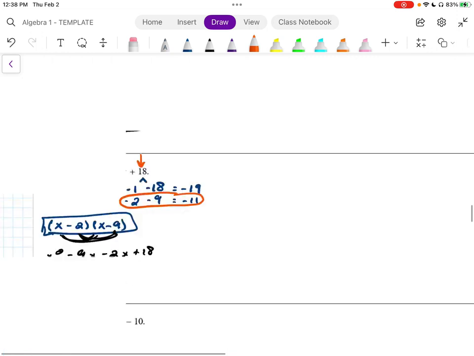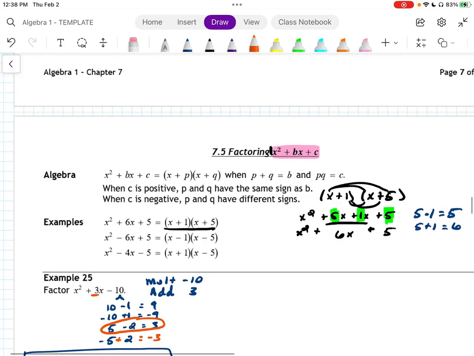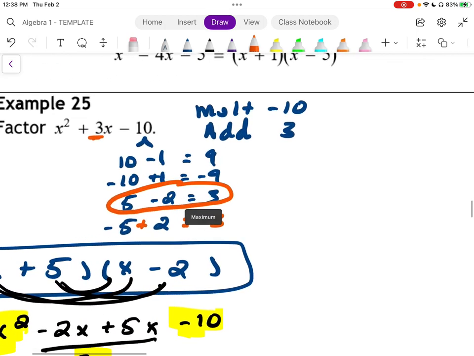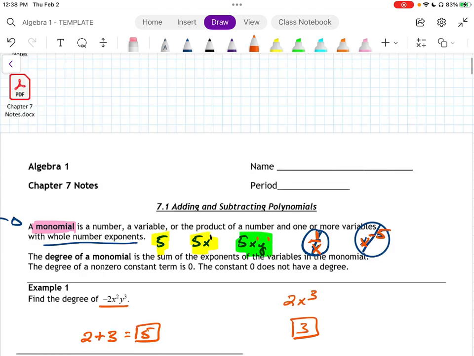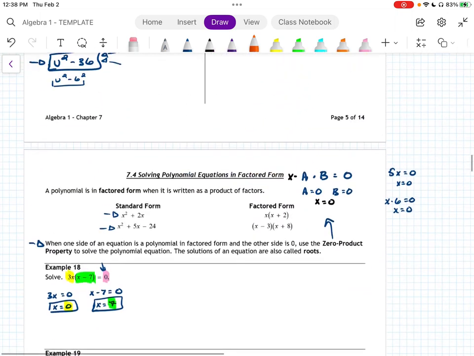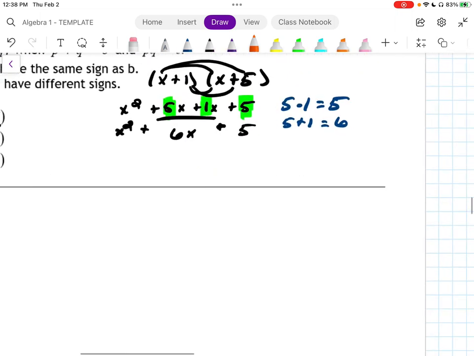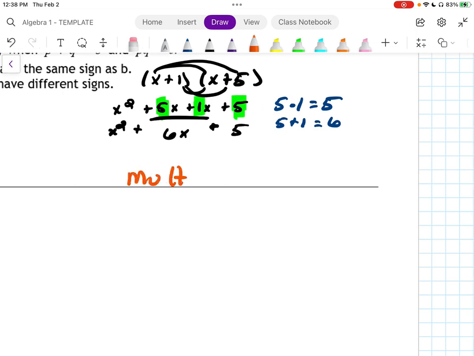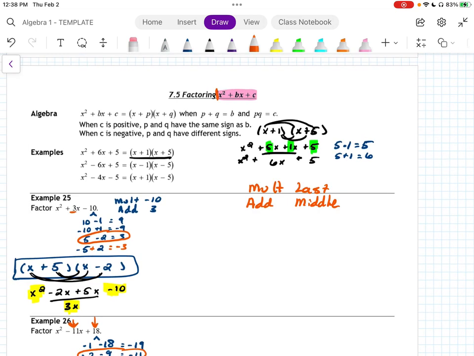Things to remember. This works for trinomials with a 1 hanging in front of the x squared term, with a 1 as its leading coefficient. You look for things that multiply to be the last, multiply to be negative 10. Maybe I'll just write that out. Multiply to be the last, add to be the middle. That's what we're looking for. Multiplying to be the last term and adding up to the middle term. All right, that is section 5.